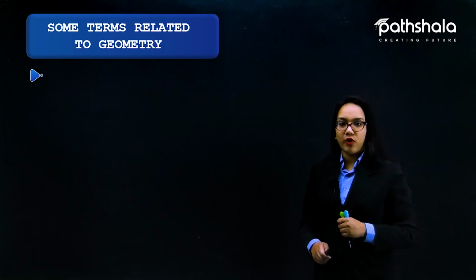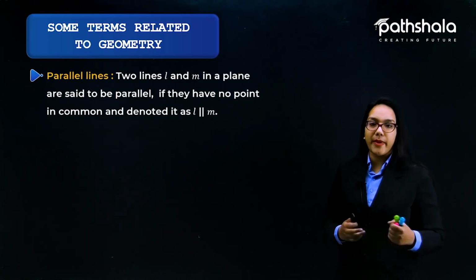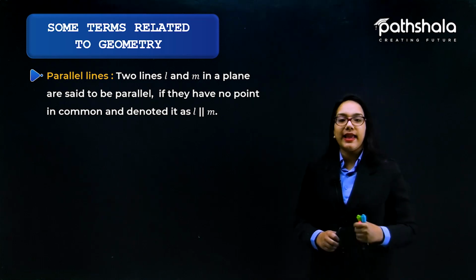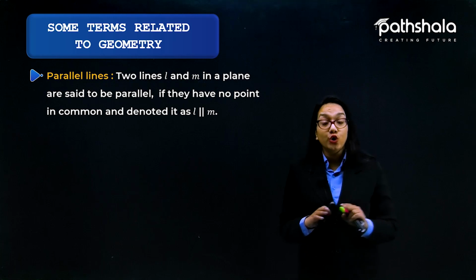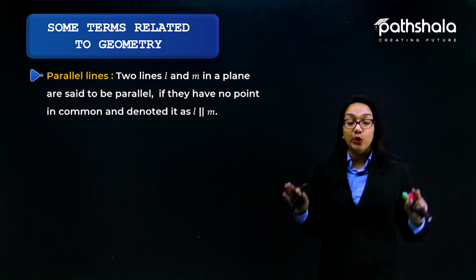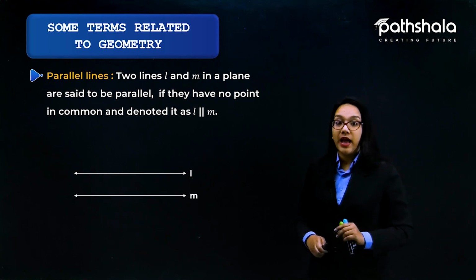Let's move on further and talk about the term which is called parallel lines. What are parallel lines? Two lines L and M in a plane are said to be parallel if they have no point in common. Let us suppose I am drawing the two parallel lines as L and M.